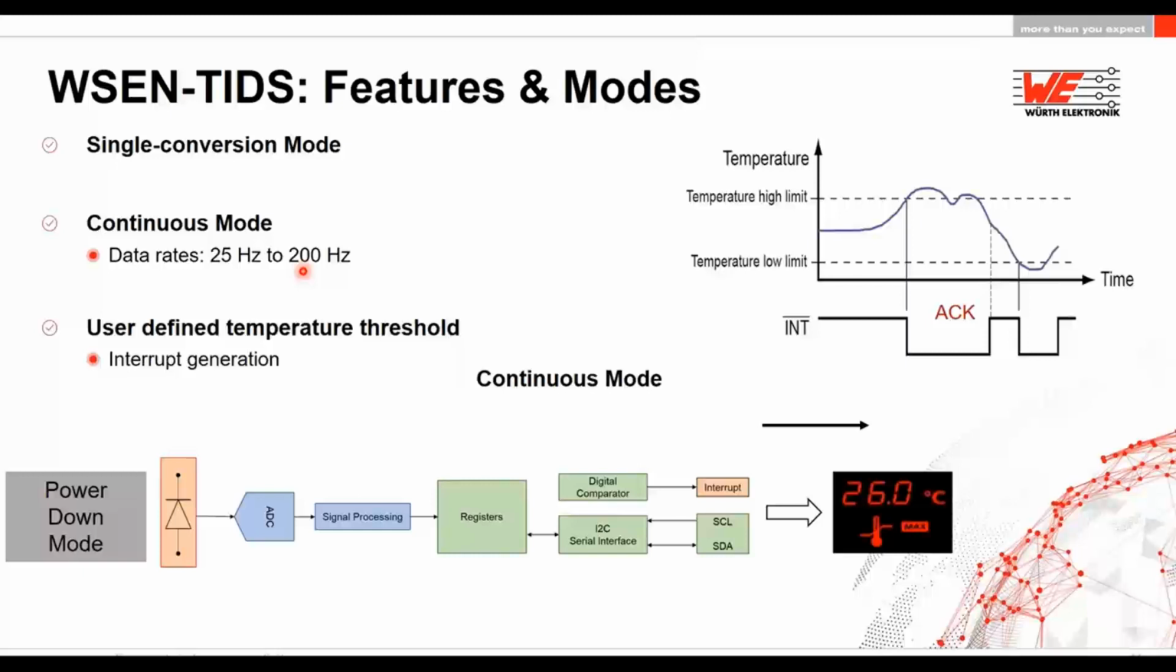Also, there are user-defined temperature thresholds that you can set from the user side that generate an interrupt. For example, when you set the temperature limit high and low, if the temperature goes above it, the interrupt goes low, so it's an active low interrupt, and the microcontroller side is notified that the temperature is high or low. Some steps should be taken, or the host controller has to notify the sensor that it acknowledges the alert, and then the alert goes again to active high. It then waits again for another event for the temperature high or low, and then again the interrupt is enabled.